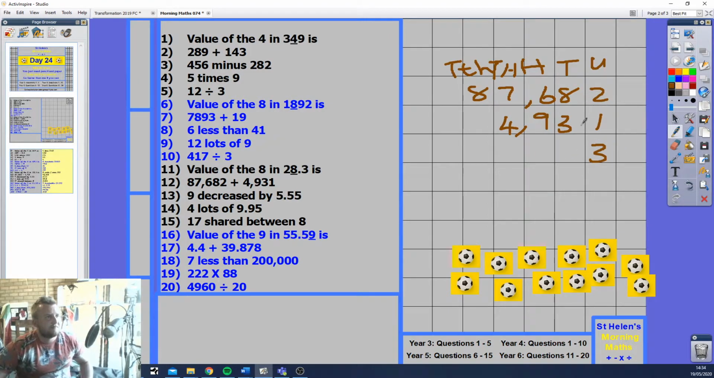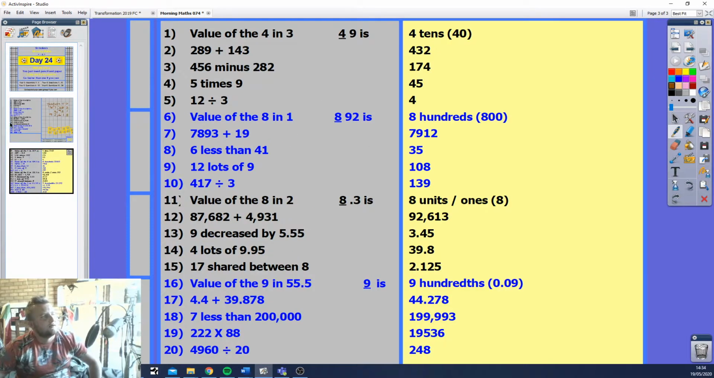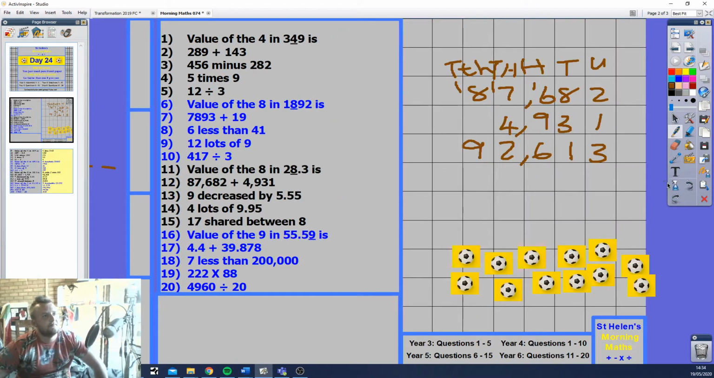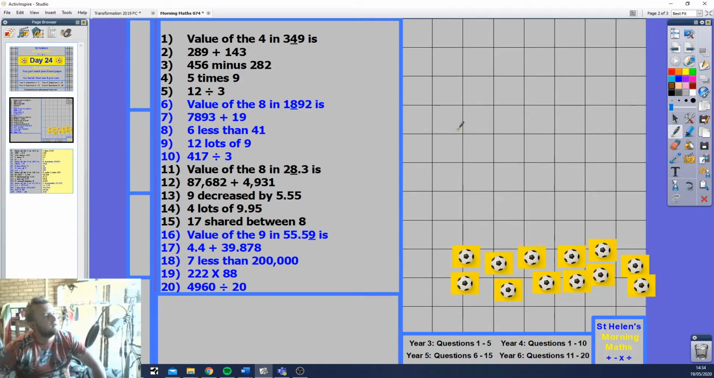Now you just need to add them. 2 plus 1 is 3. 8 plus 3 is 11. 9 plus 6 is 15, plus 1 is 16. 7 plus 4 is 11, plus 1 is 12. And then you've got 8 plus 1 is 9. So you've got 92,613. Just 100% to check. And then we can move on.